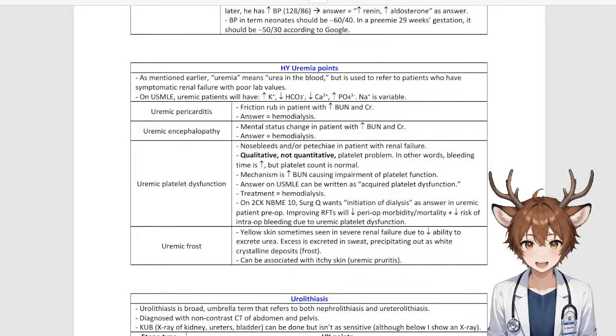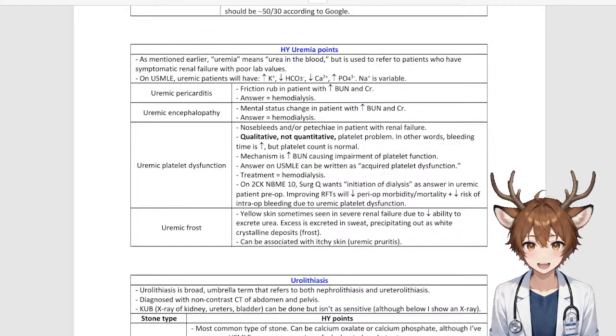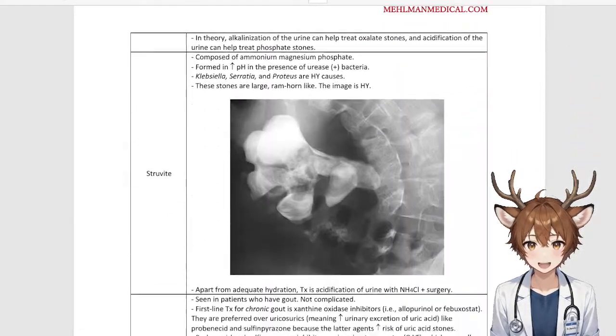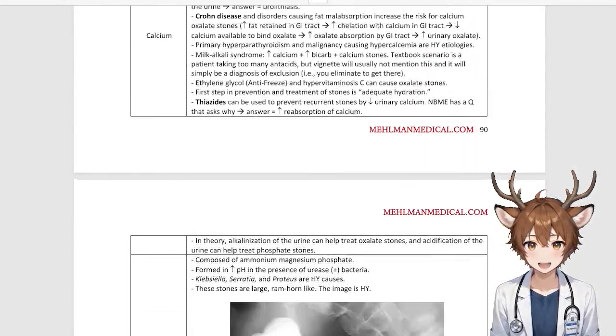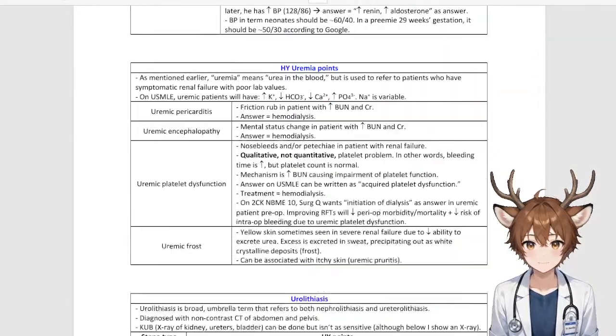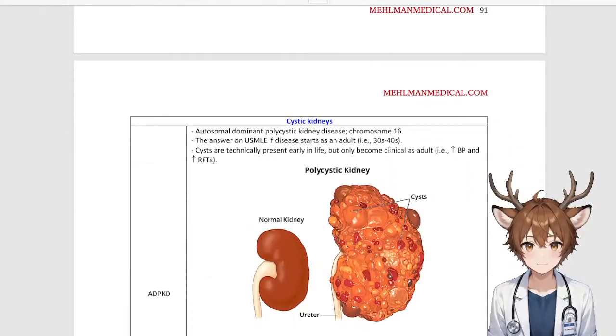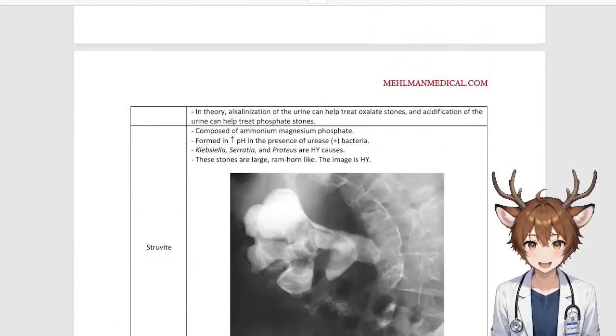So, I mean, we are on page 90 right now. Where do we want to cut off? I don't know. I think it finishes at 103, so I could cut off at 91, I guess.